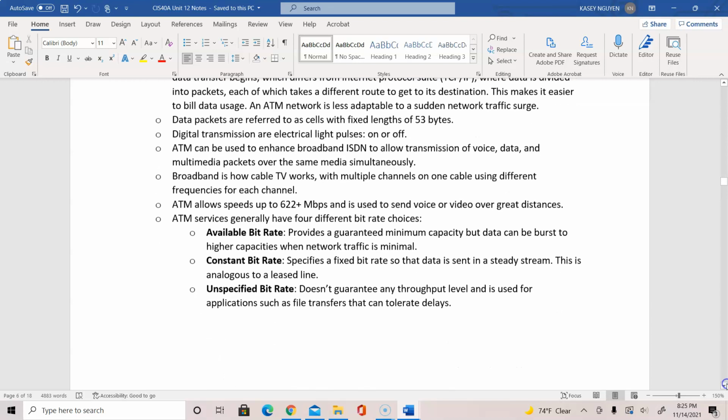There are different bit rates of choice in the ATM network. It would then be available bit rate, constant bit rate, or unspecified bit rate. So the available bit rate is to guarantee the minimum capacity of data that can be burst into higher capacity of the network traffic. Constant bit rate would be a fixed bit rate size that we stream across the network using lease line. And unspecified bit rate doesn't guarantee any kind of throughput, that is used for file transfer and applications, and it would tolerate delays.